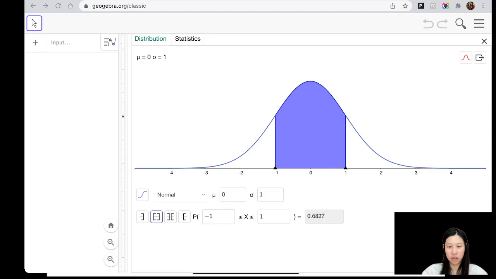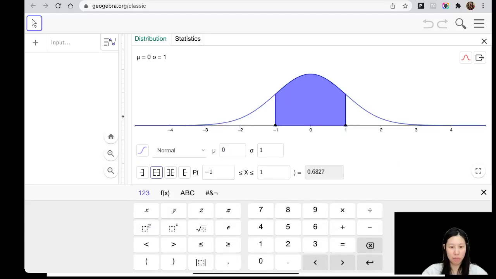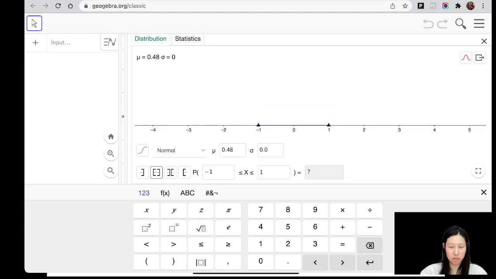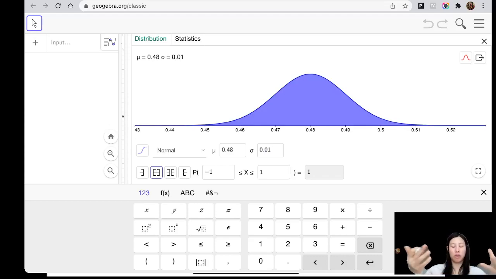So now let's take a look. We have the mu of 0.48 with the standard deviation of 0.01. So that would be our normal distribution graph. And then we want x to be between certain values, so that it's going to fall within 95%. Okay, so now here you can change to 95%. So what are we going to do?